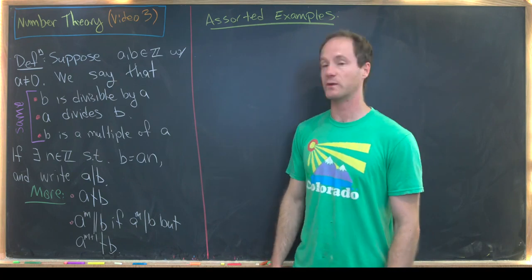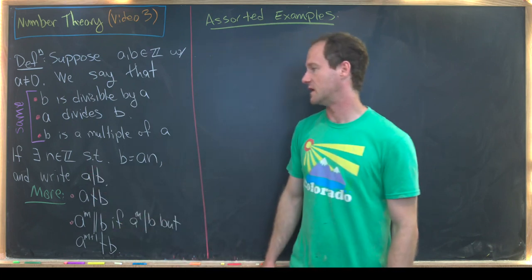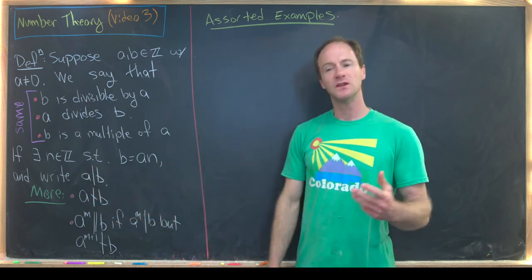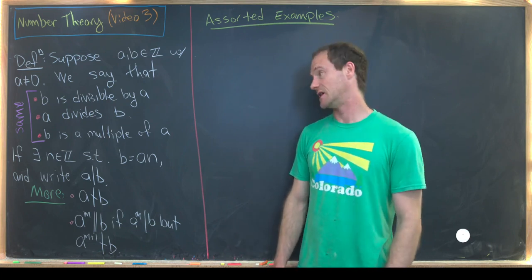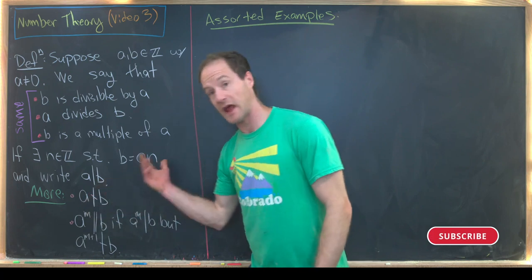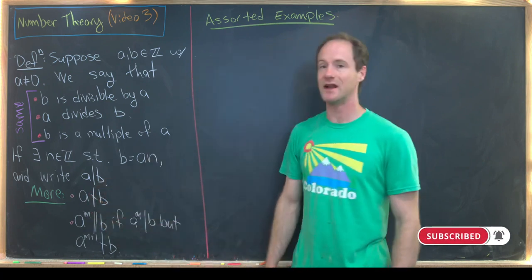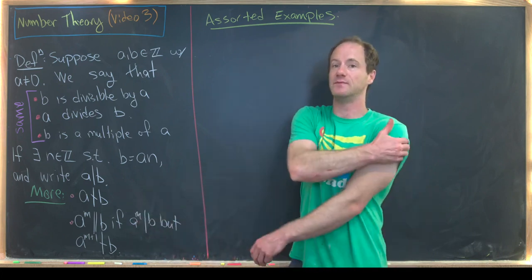Furthermore, we have the following written notation, which is a with a vertical line and then b. So we read that as a divides b. So here's a little bit more notation. If a does not divide b, then we write the same kind of thing, except there's a line through that vertical line. And so that's read a does not divide b.